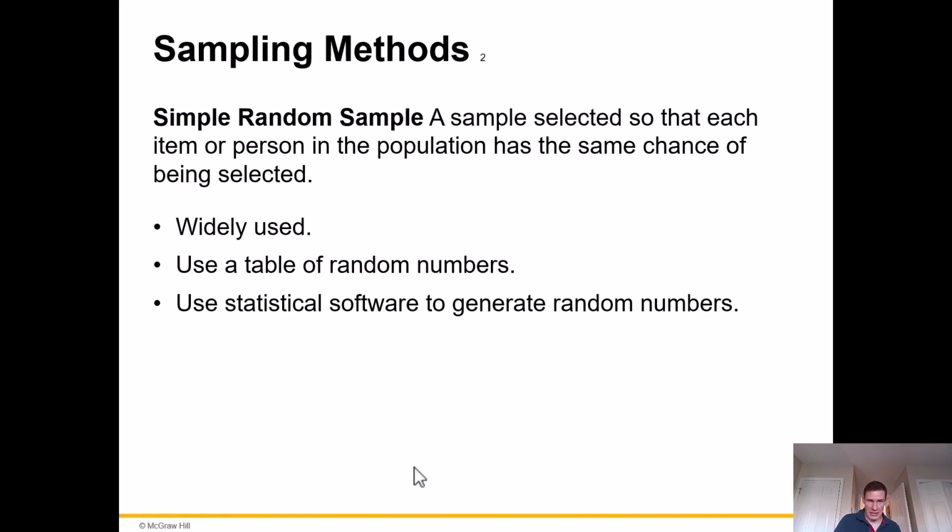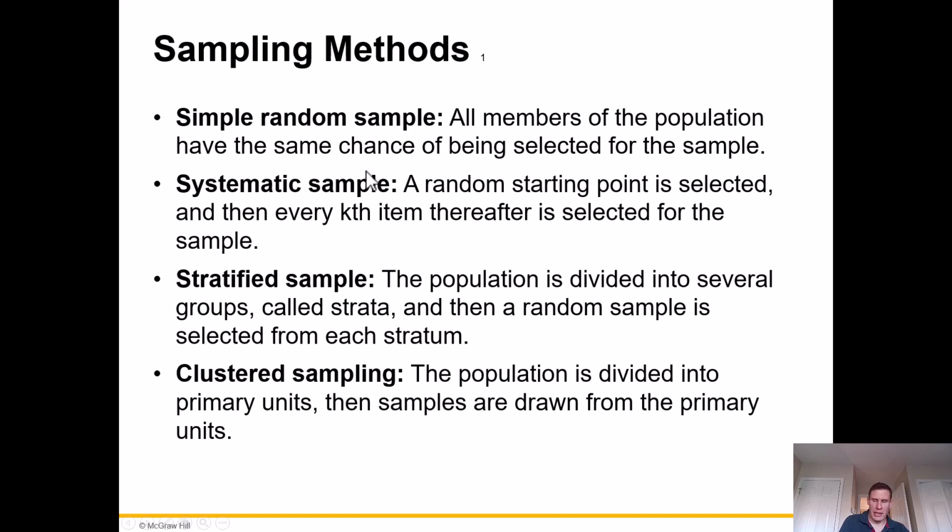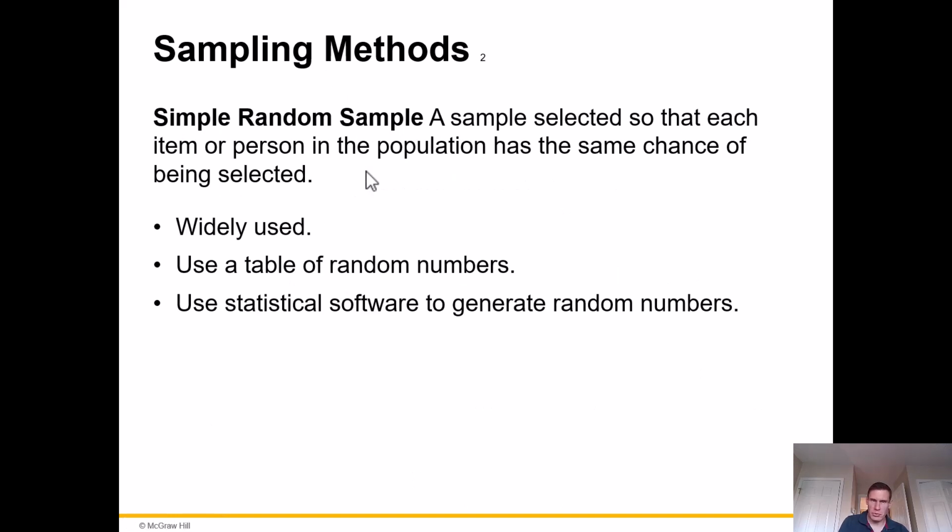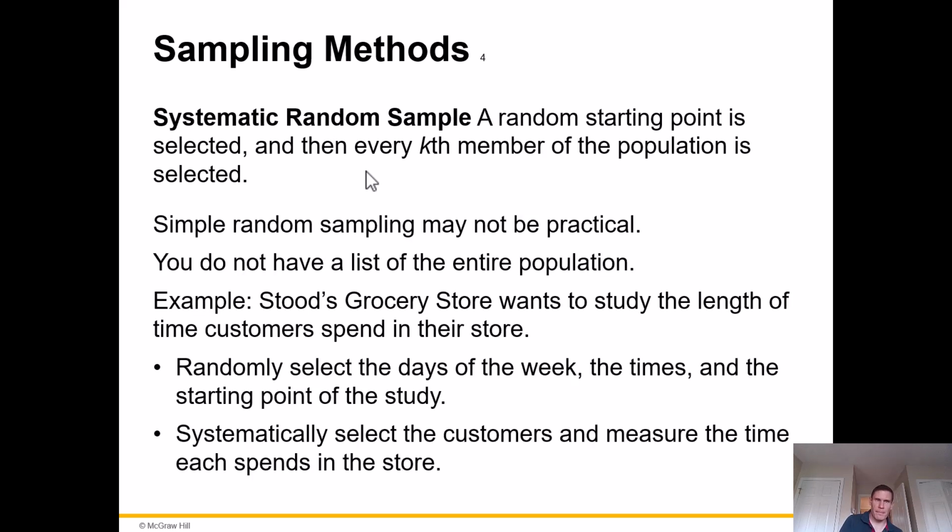Another one that we should talk about very briefly is the simple random sample. A sample selected so that each item or person in a population has the same chance of being selected. So, pretty much the same thing as before. This is widely used. It uses a table of random numbers, often, to help you generate the randomization you need. You can also use statistical software to generate random numbers. There's also a function, =RAND, R-A-N-D, in Excel. You could use that too if you wanted.